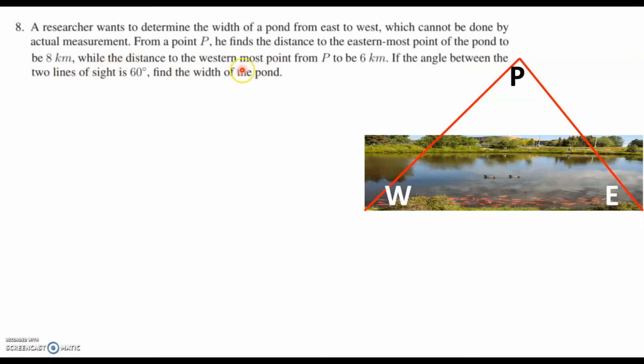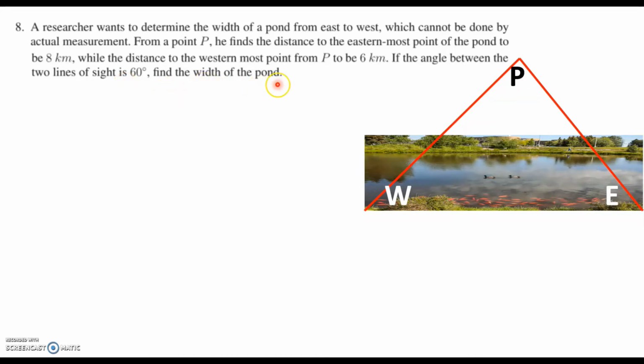While the distance to the westernmost point from P is 6 kilometers. This is the westernmost point, called W. So PW is 6 kilometers. If the angle between the two lines of sight is 60 degrees, which means if you're seeing from here, this is the direction you would see the westernmost point, and this is the direction you would see the easternmost point. So the angle that it makes is 60 degrees. Find the width of the pond.